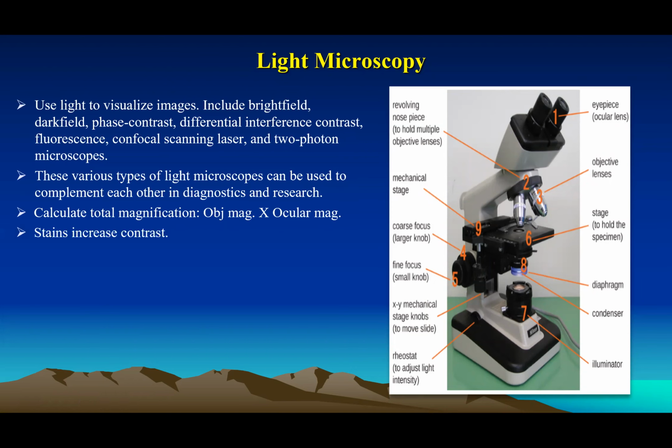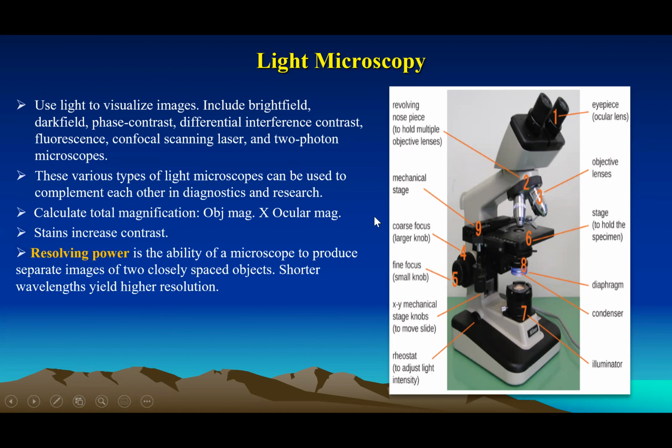Most of the microbes are colorless, so we will add a dye, which is called a stain, in order to increase the contrast and resolution. The resolving power or resolution of a microscope refers to the clarity. So two close by objects are seen as two separate objects when there's high resolution.